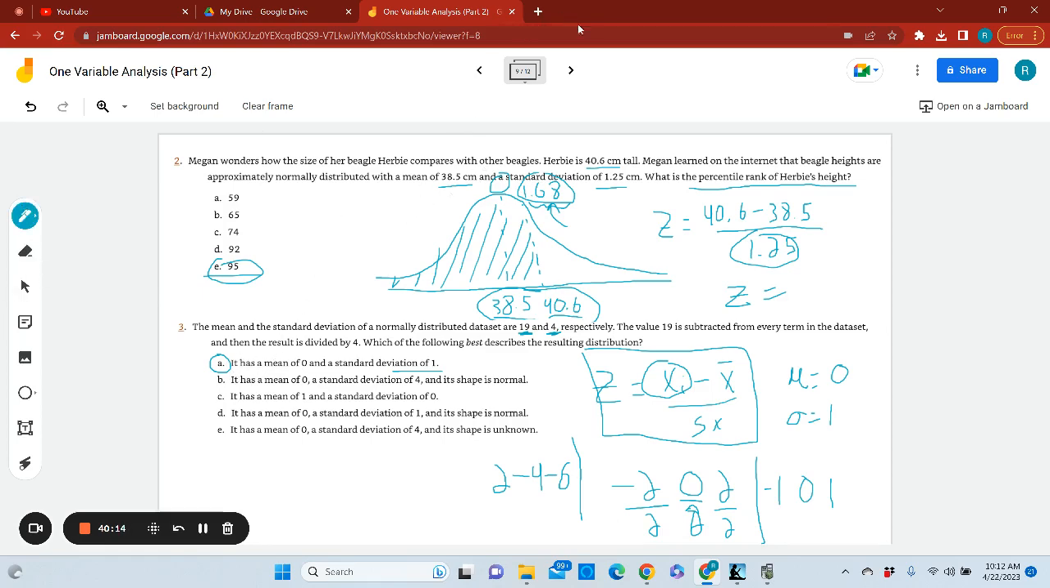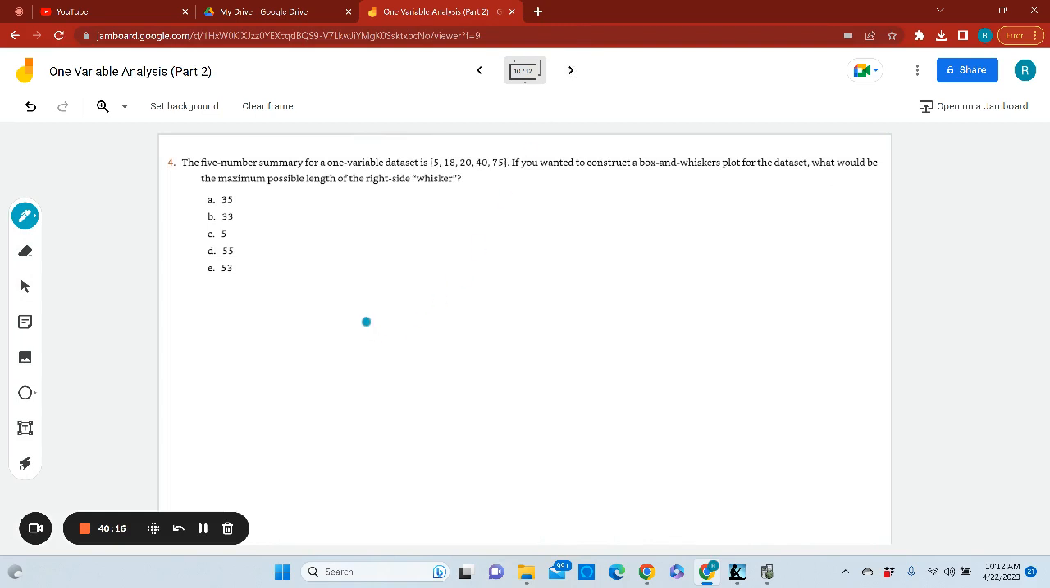Let's keep cruising here and try and cut this off short of an hour here. So this one says the 5-number summary for a 1 variable data set is 5, 18, 20, 40, and 75. If you wanted to construct a box and whisker plot for the data set, what would be the maximum possible length of the right side whisker? Okay, so they're telling us that this is the 5-number summary, right? So we got to think for a second.